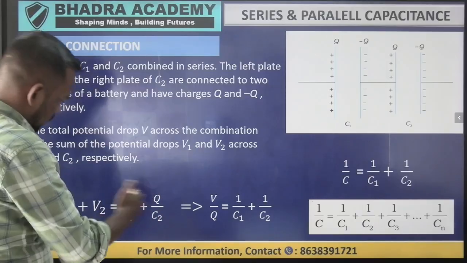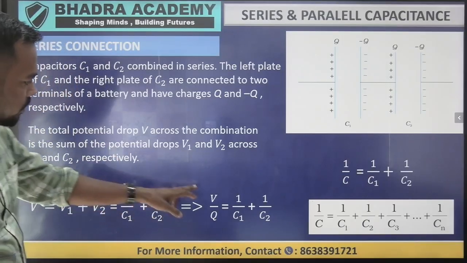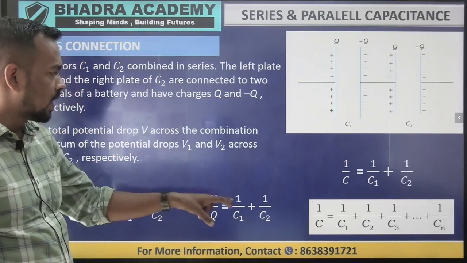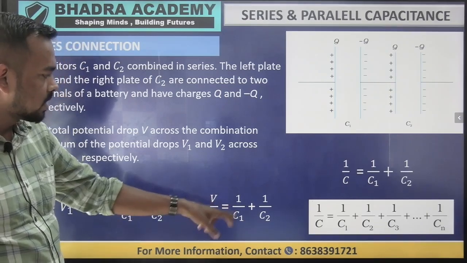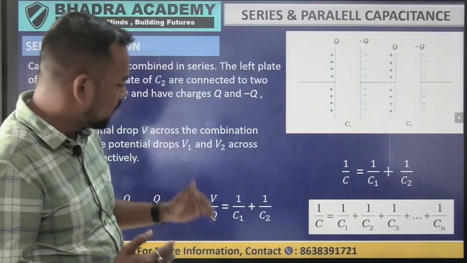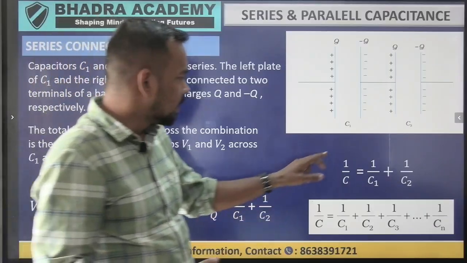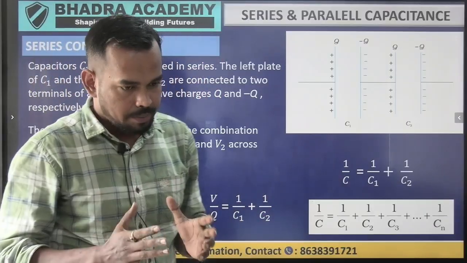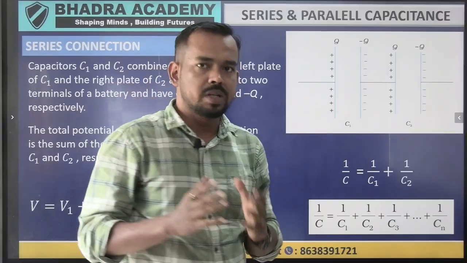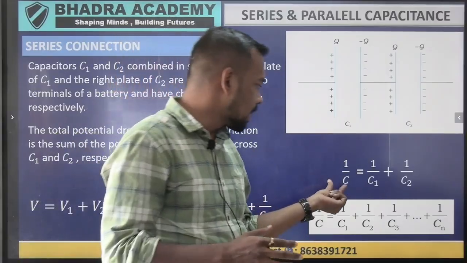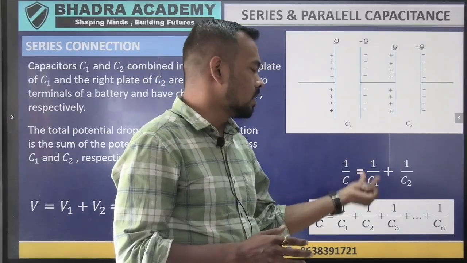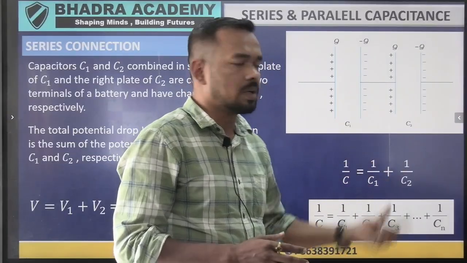Finally we can take out Q as common and put it below V, and now we will have this expression: V by Q is equal to 1 by C1 plus 1 by C2. And V by Q we know is 1 by C, that is the capacitance. So finally the series combination equation we get is that the total capacitance is 1 by C equals 1 by C1 plus 1 by C2.